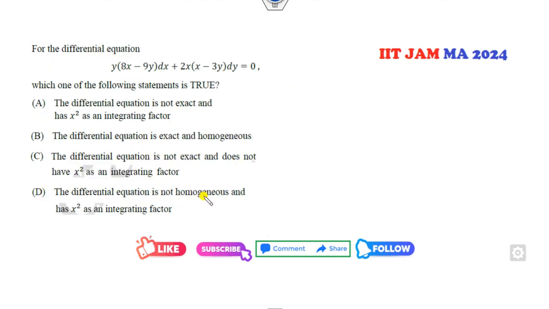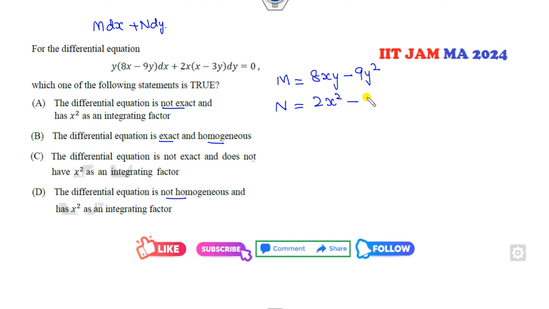Okay, look at this another one. The differential equation is: not exact, homogeneous, not homogeneous. So if you compare M dx plus N dy, what will be your M? I can open this bracket: 8xy, 9y square. What is your N? 2x square minus 6xy. First of all, you can see the degree of each term is the same. It has a degree 2, it has a degree 2, so it means it is homogeneous. So the option 'not homogeneous' is cancelled out.